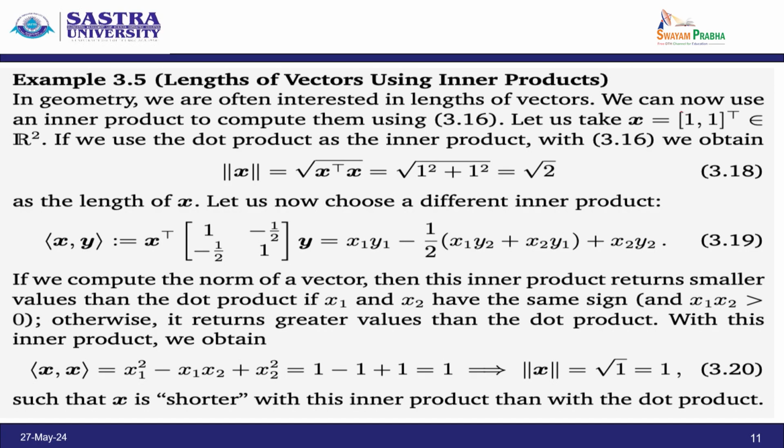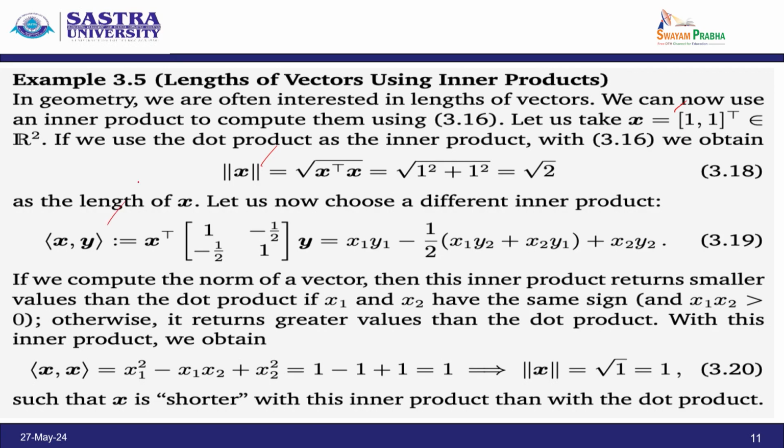Let us take x equal to (1, 1). If we use the dot product as the inner product with equation 3.16, we obtain norm x equal to root of x transpose x, equal to root of 1 squared plus 1 squared, equal to root 2, right, as the length of x. Now, let us choose a different inner product of x comma y.